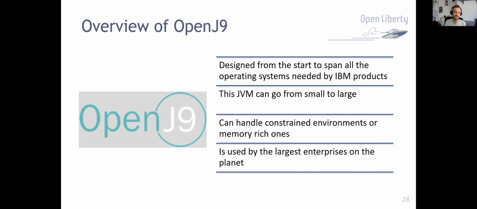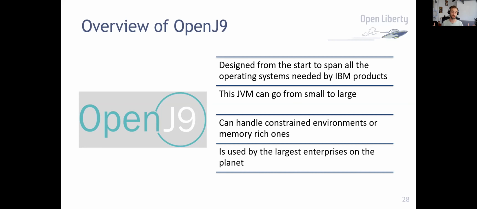So on to OpenJ9. So this JVM has a bit more place in my heart. Obviously, this used to be IBM's JVM before it was open source to the world. And this was really designed to span all different IBM products. So things that work on a mainframe down to PowerPC, down to very small devices. So it was really built to span every usage you can think of. It can go from small to large, so there are small versions of this JVM and bigger versions depending on your needs. It's really good at handling constrained environments, and Rich will talk a little bit about that later.